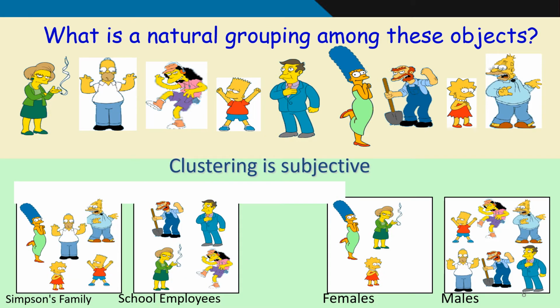Now, what is natural grouping amongst objects? Suppose this particular group has been given to you and we have been asked to group people as human beings, then you can see that all of this would come in one group. But if you have been asked to group them as per gender, then maybe these groups will be created. Or if we are asked to create clusters as per employment, then maybe you will create this kind of group. So clustering is very subjective. It depends upon what you are really looking at.